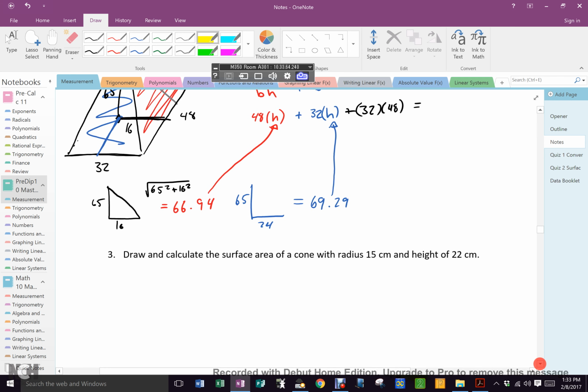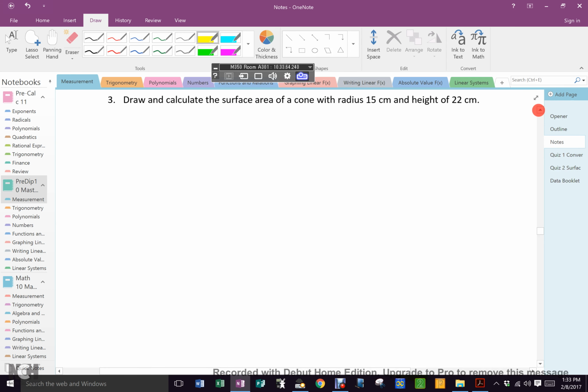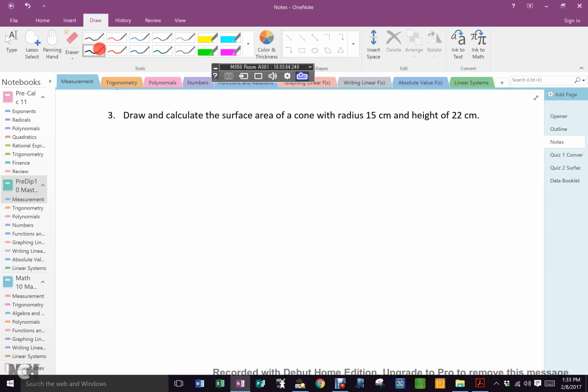The next question says, draw and calculate the surface area of a cone. All right, well, a surface area of a cone, you know it starts with a circle on the bottom. And we got to draw it kind of squished because it's 3-dimensional. And since it's a cone, it goes to a point. Everybody agree? Everyone's cool with that, right? You guys are smart kids.